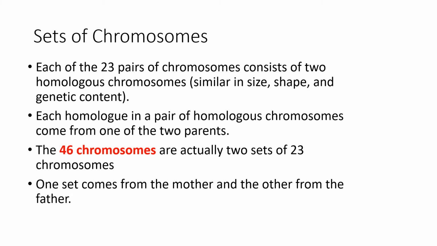So there are a total of 46 chromosomes, but it's two sets of 23 chromosomes. Each pair consists of two homologous chromosomes, meaning they're similar in size, shape, and genetic content. One set comes from the mother, and the other comes from the father.